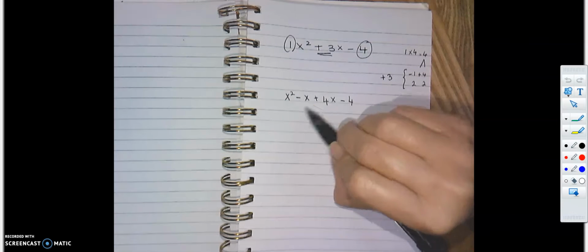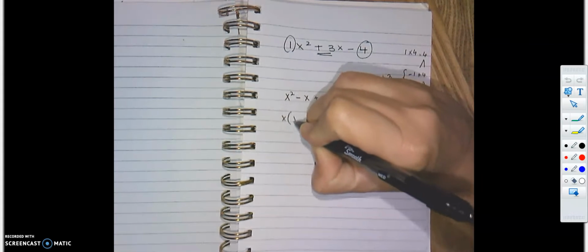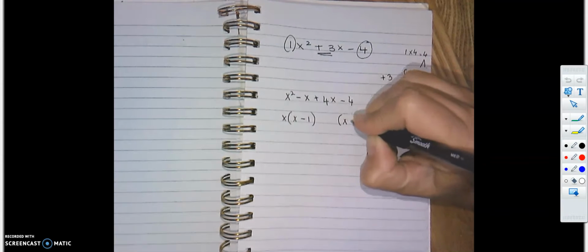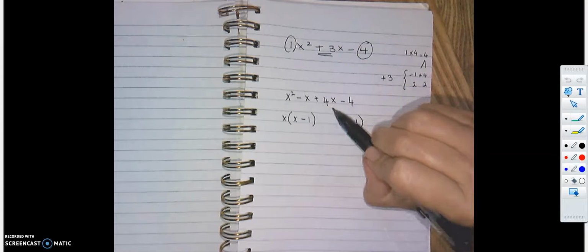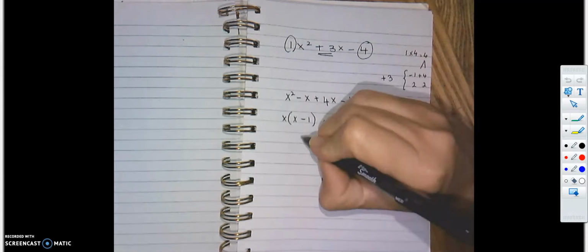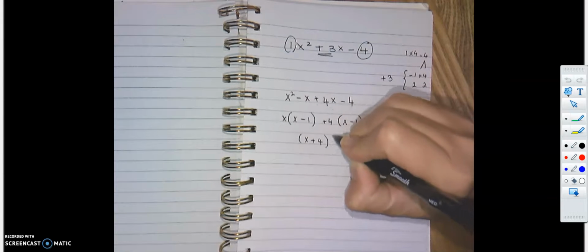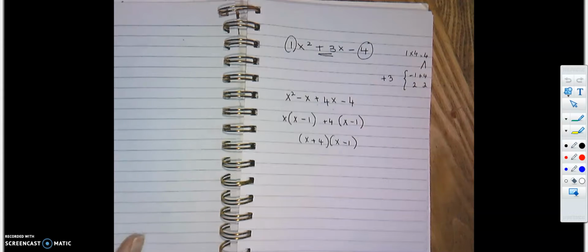Look at the first 2 terms and see what they have in common. So again, it's an x. We go x minus 1 when you take it out. Rewrite down your x minus 1. Look at the third term. See what's missing. In this case, it's a plus 4. And group them. So you go x plus 4, x minus 1. And again, that's your factors.